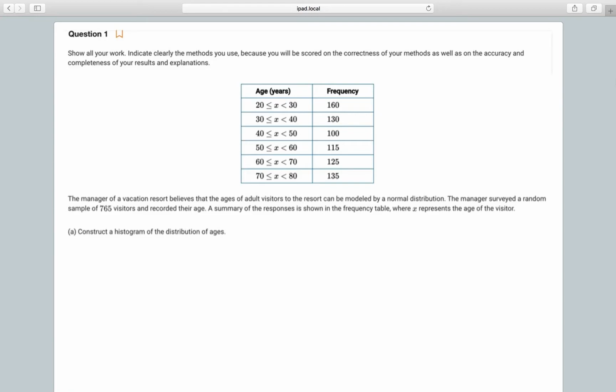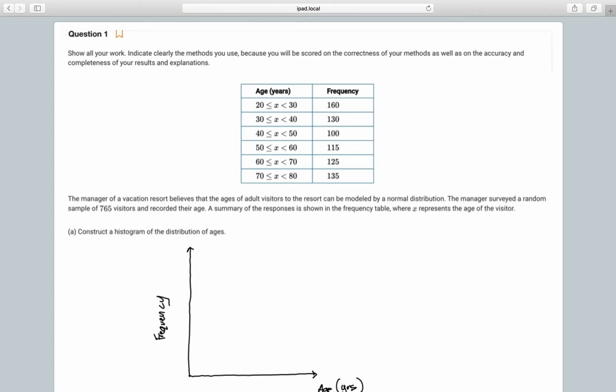So, a couple things we want to do. We're asked to construct a histogram. You can make it in your calculator, but you would still have to copy it over. But in this case, they gave us the table of values, so I'm just going to do it by hand and label the important parts. The vertical axis we're going to write as frequency, and the horizontal axis is age, and that's in years.